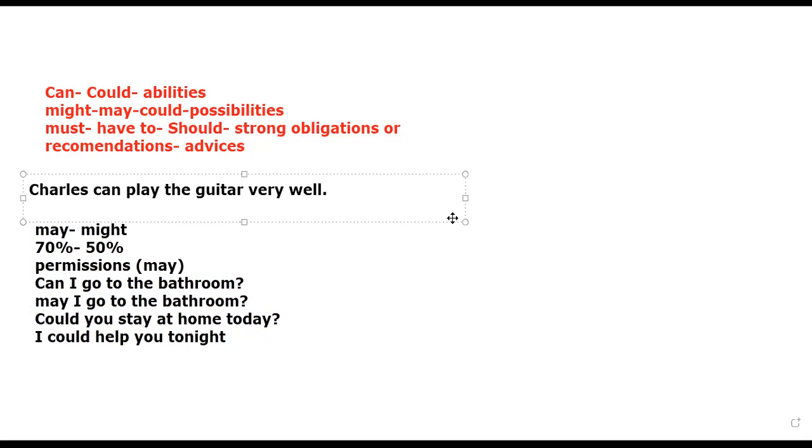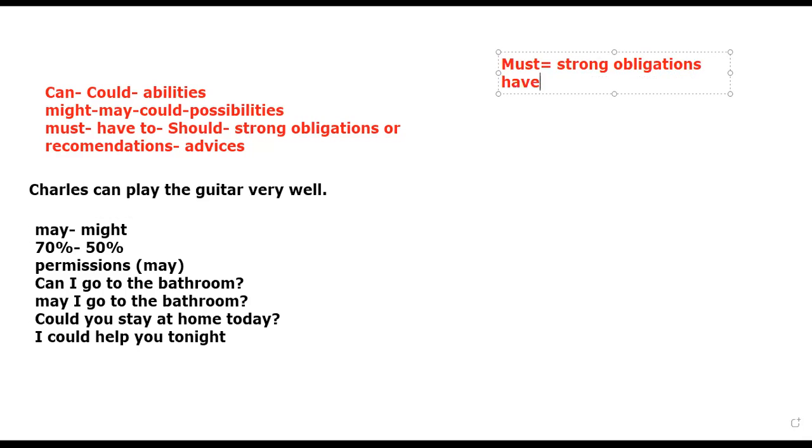Okay, now what happened if we talk about must, have to, and should? Must is used to talk about strong obligations. Have to is about obligations, okay? And here you can say, if it is in negative, mustn't, you can talk about something that is prohibited, for prohibitions. Have to for obligations or recommendations.